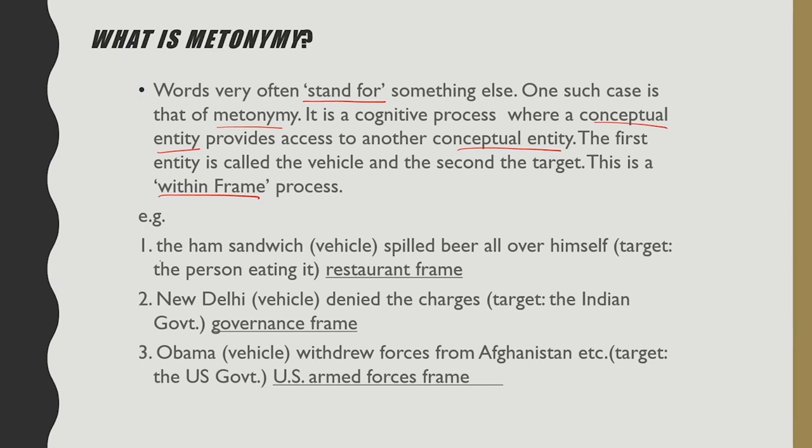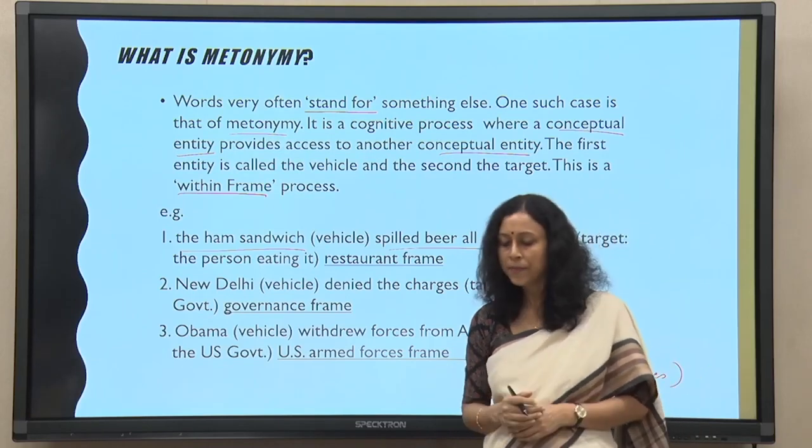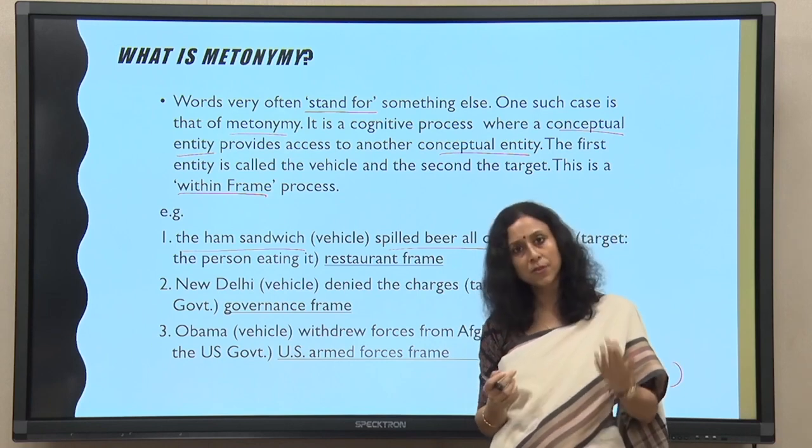These are some textbook examples: the ham sandwich spilled beer all over himself. This example is from Kovecses's book. So, the ham sandwich spilled beer all over himself basically is invoking the restaurant frame. So, there is a person who is eating, who has ordered a ham sandwich, and that person has spilled beer all over himself. So, we can easily imagine the waiter or waitress talking about a person who has spilled beer inadvertently. So, who is the person? The person who has ordered the ham sandwich.